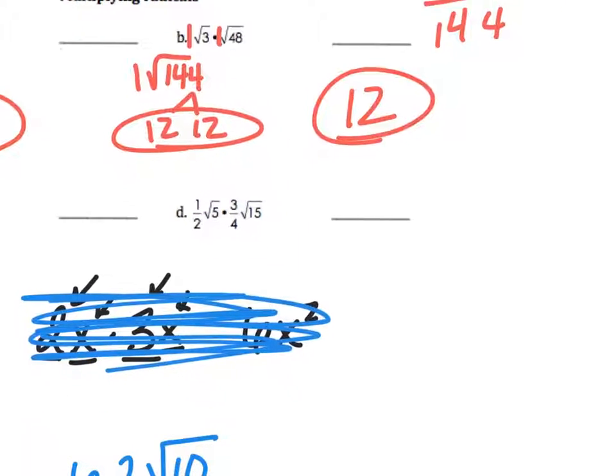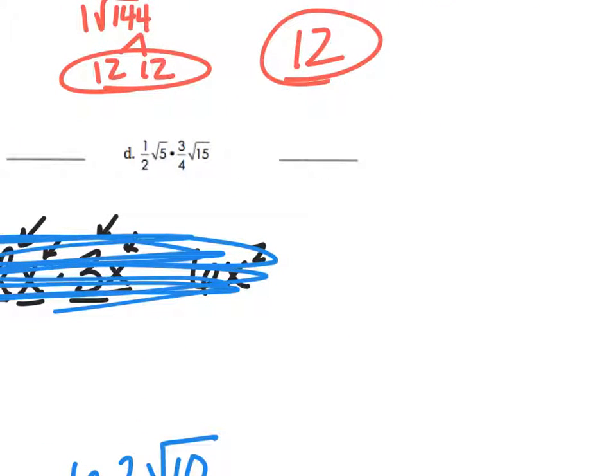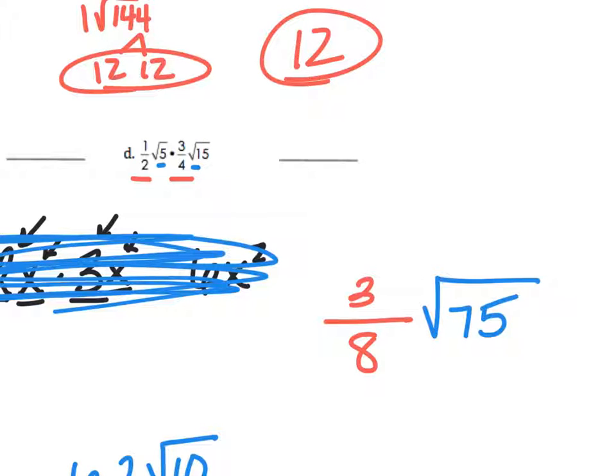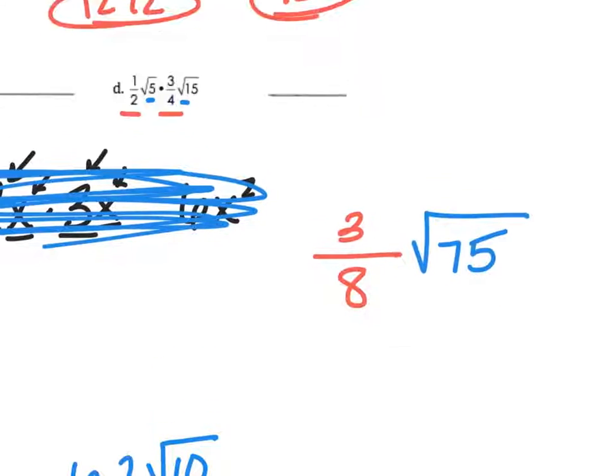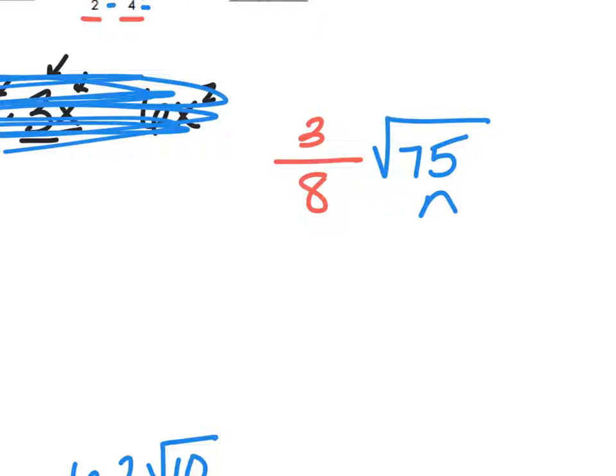And we already took care of C, so let's go on to D. Alright, so you're going to multiply the numbers on the outsides. You can do this in your calculator, or you can do this by hand. You just multiply 3 times 1, the tops together to get 3, and the bottoms together, 2 times 4 to get 8. And then the root, you multiply 5 times 15, and that's going to give you 75. And you have to break down the root.